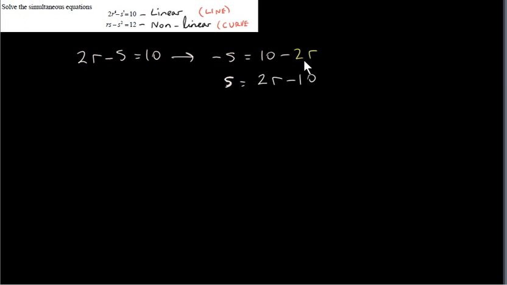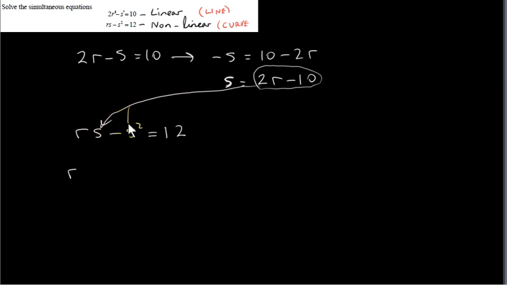Then change all the signs to get minus 10 plus 2r, and I've written it as plus 2r minus 10. It looks better like this. So that's s. What you do then is you plug this into the nonlinear equation. So the nonlinear equation is rs minus s squared equals 12. So we have to replace s with 2r minus 10. So that goes in for s.